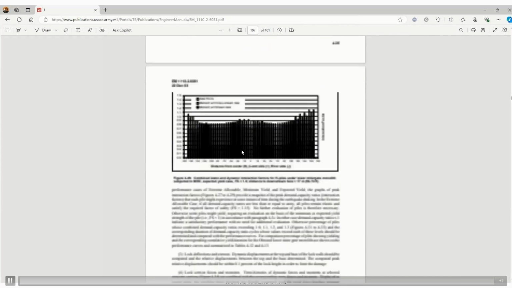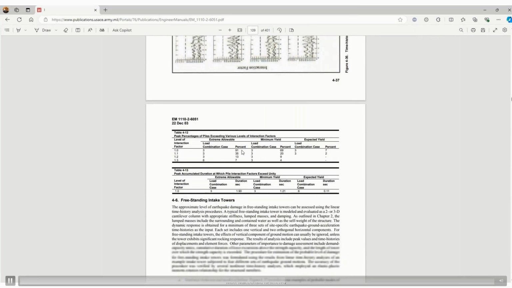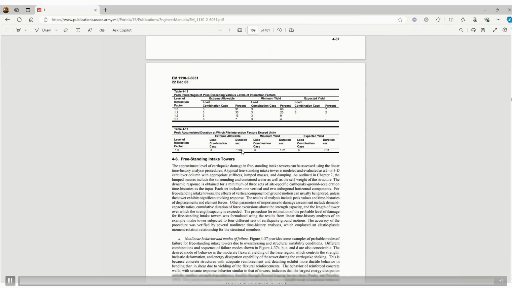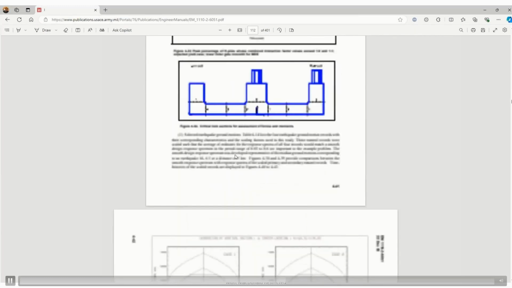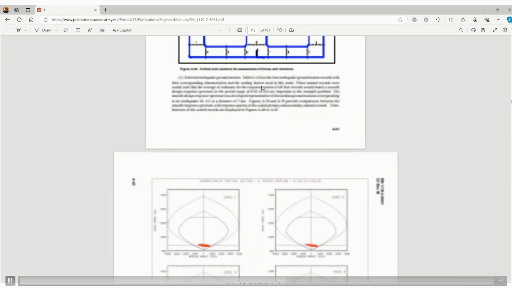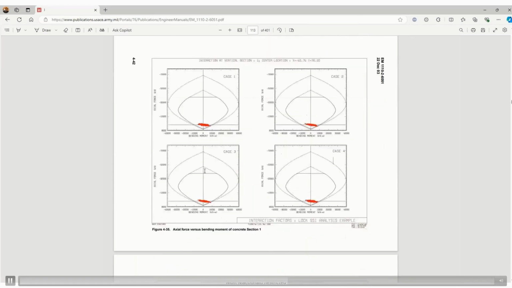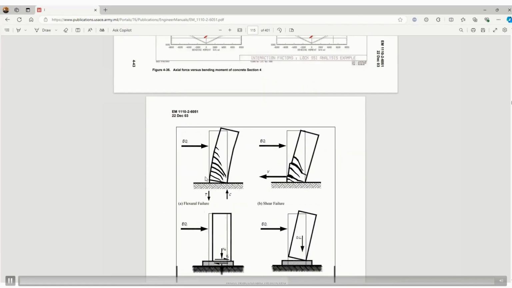Is there anything else of our interest here? These are for intake towers. Okay, and these intake towers are flexural members. So these are nothing but your bending moment and axial force interaction curves, to check how much reinforcement is required.